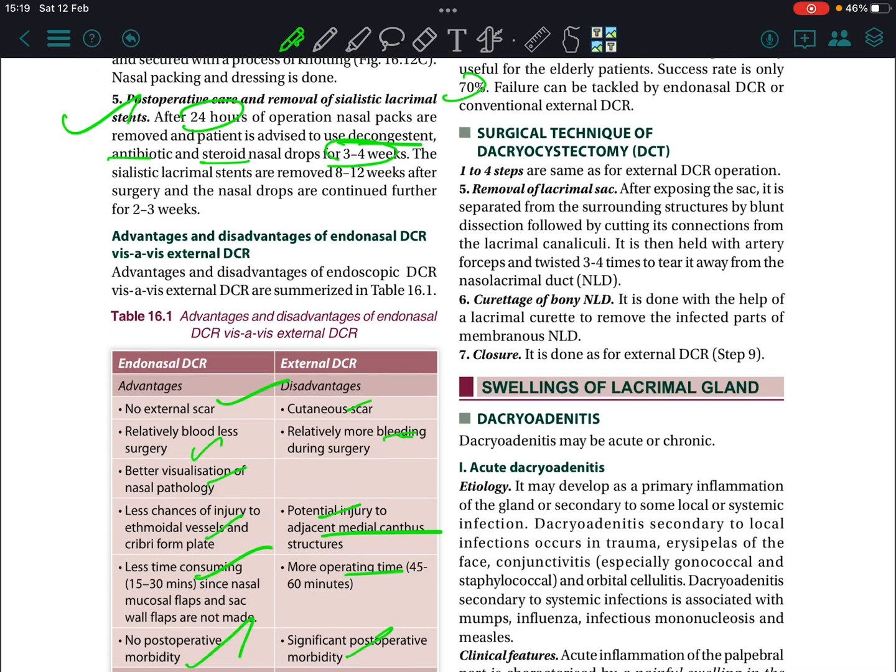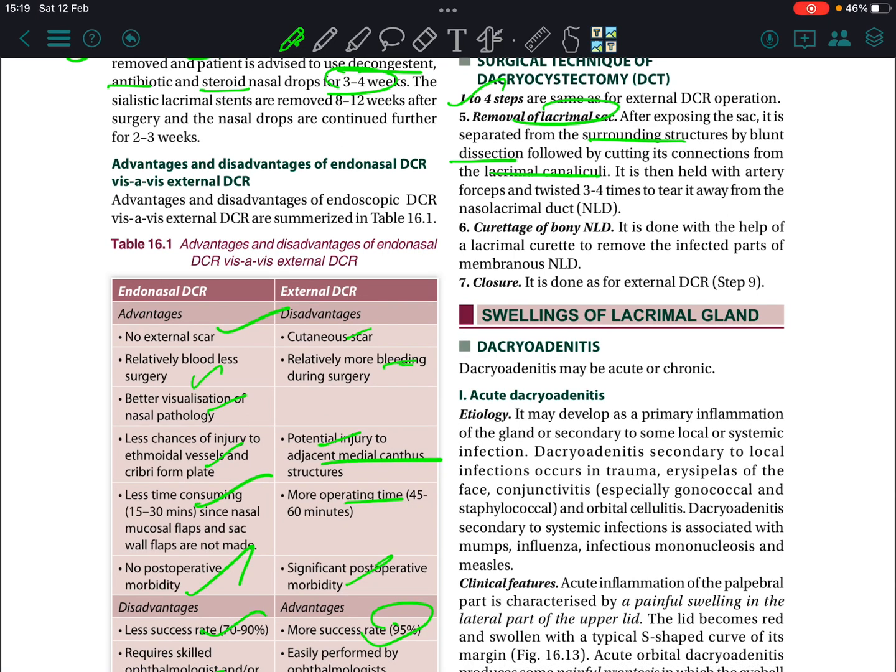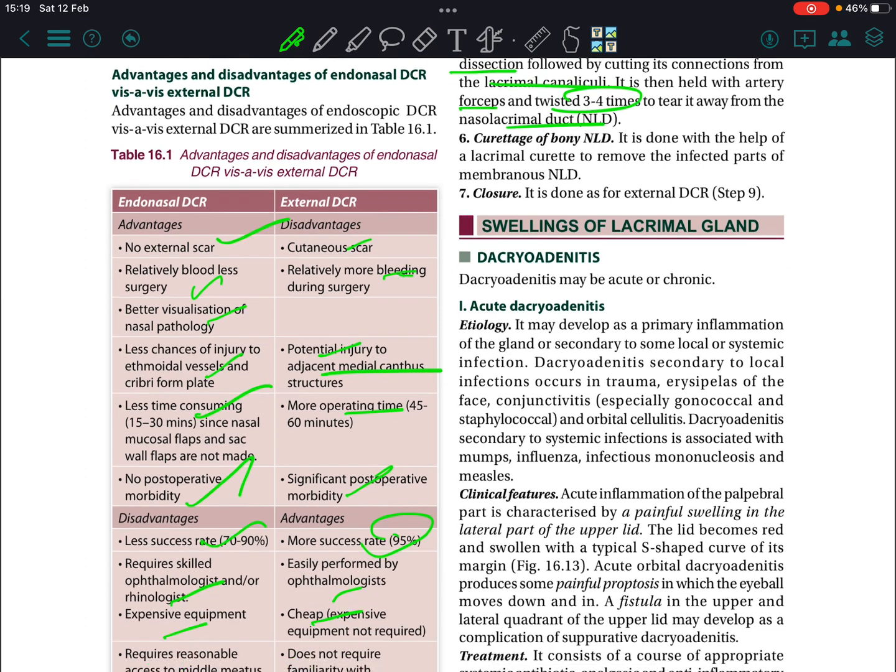Surgical technique of dacryocystectomy: removal of the lacrimal sac. After exposing the sac, it is separated from surrounding structures by blunt dissection, followed by cutting its connection from the lacrimal canaliculi. It is then held with artery forceps and twisted 3 to 4 times to tear it away from the nasolacrimal duct. Curettage is done with the help of a lacrimal curette to remove infected parts.